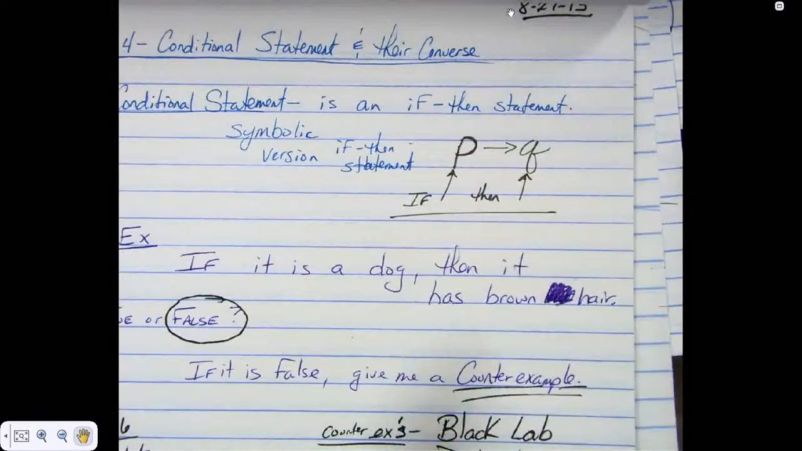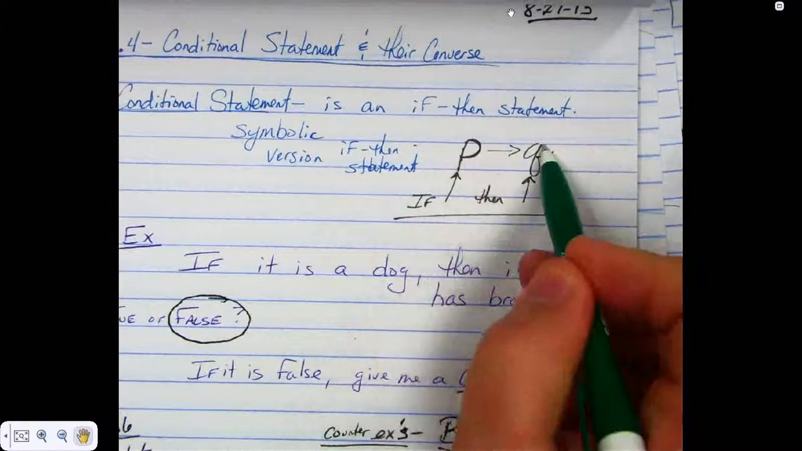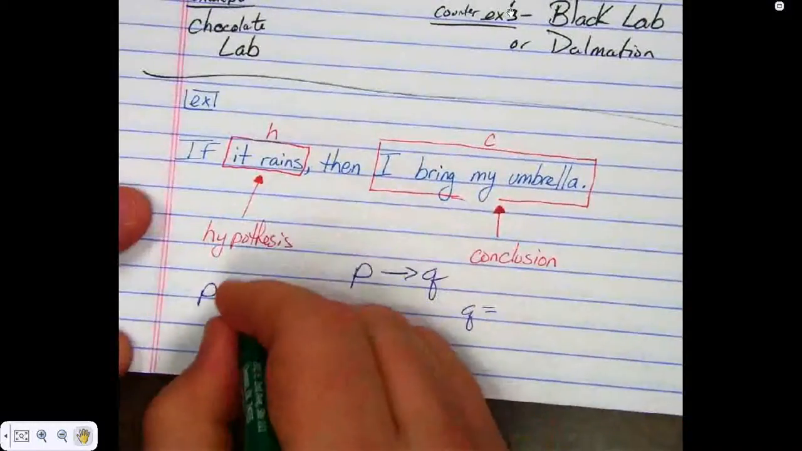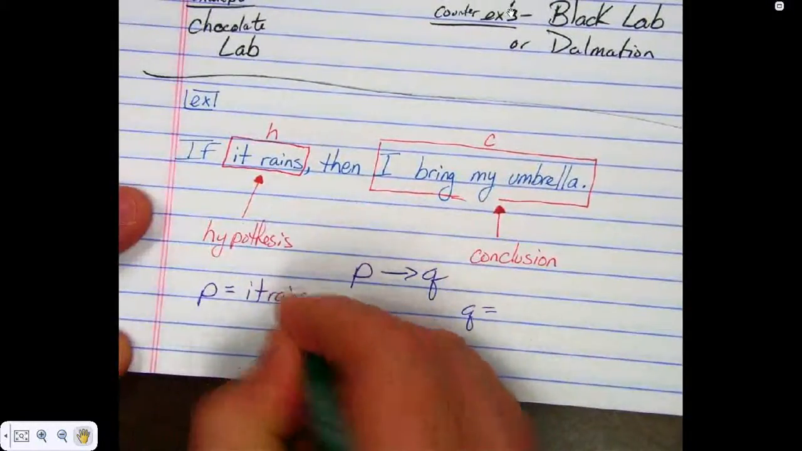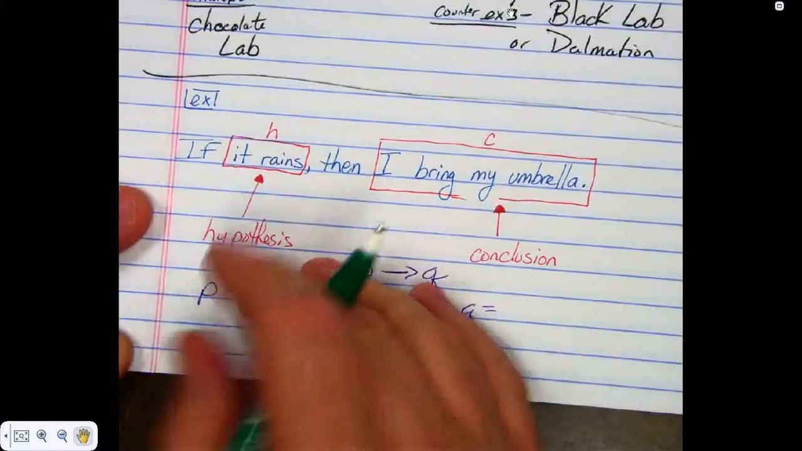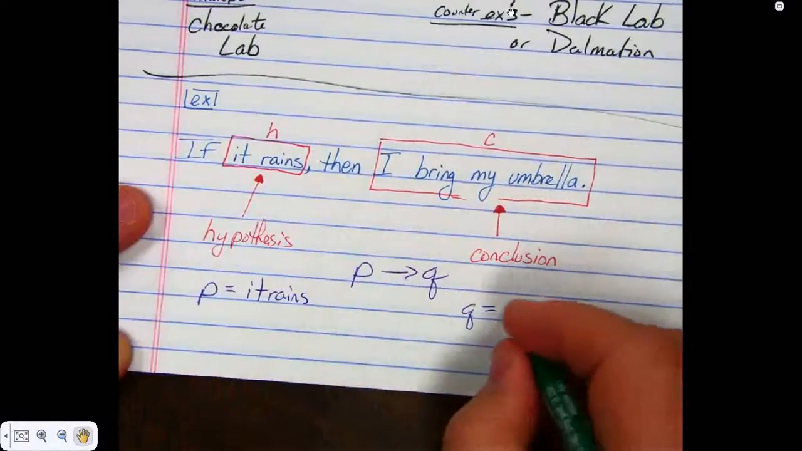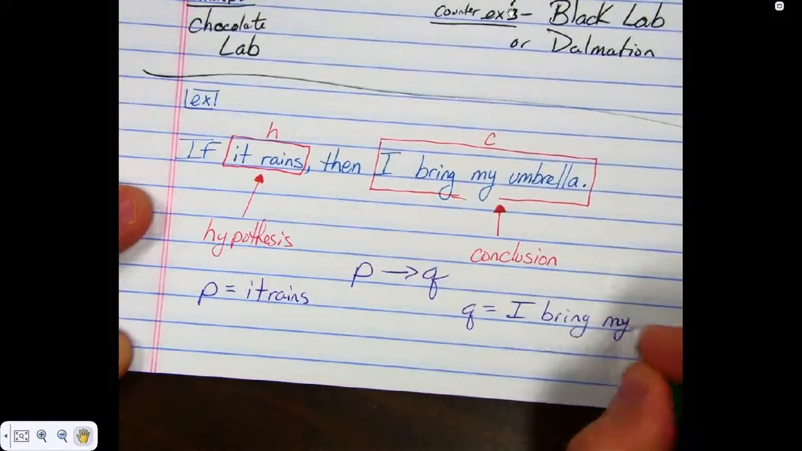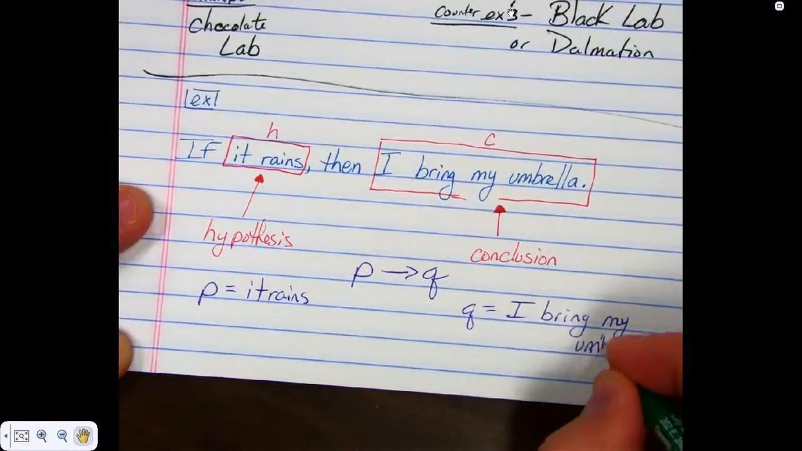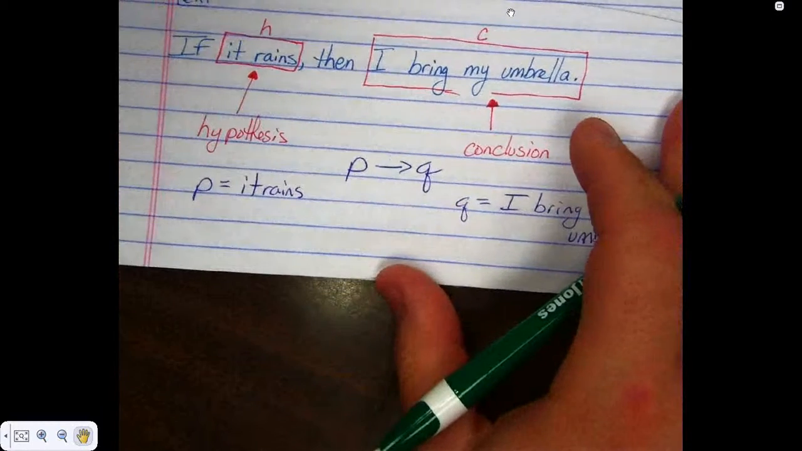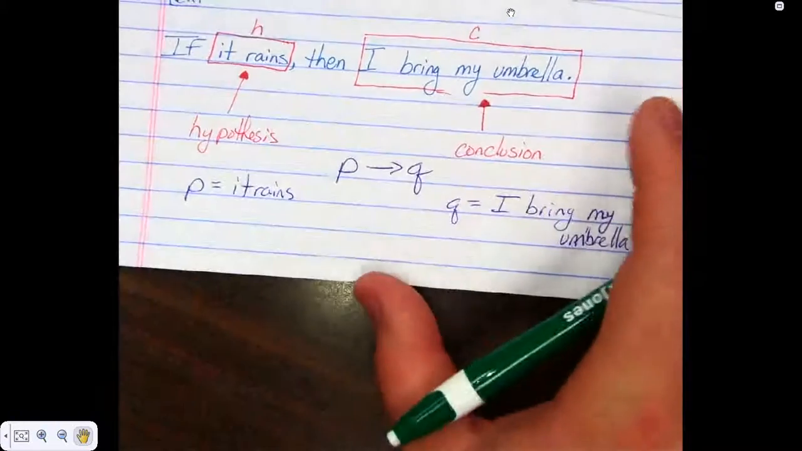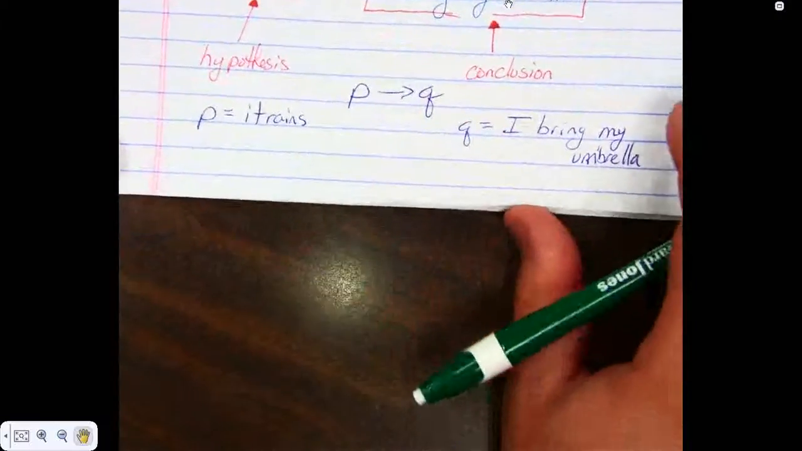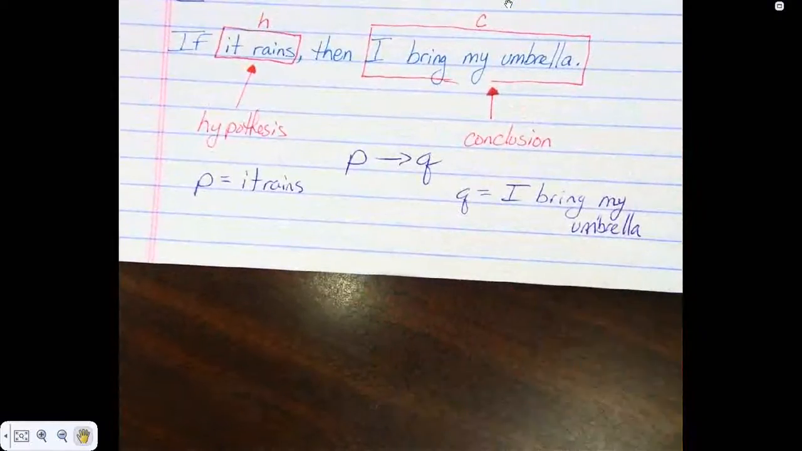We look back up here. If P, then what? Then is Q. So in this case, what is P? It rains. Isn't that the first part? What is Q? I bring my umbrella. Well, we've learned about that, right? We've got that up there.